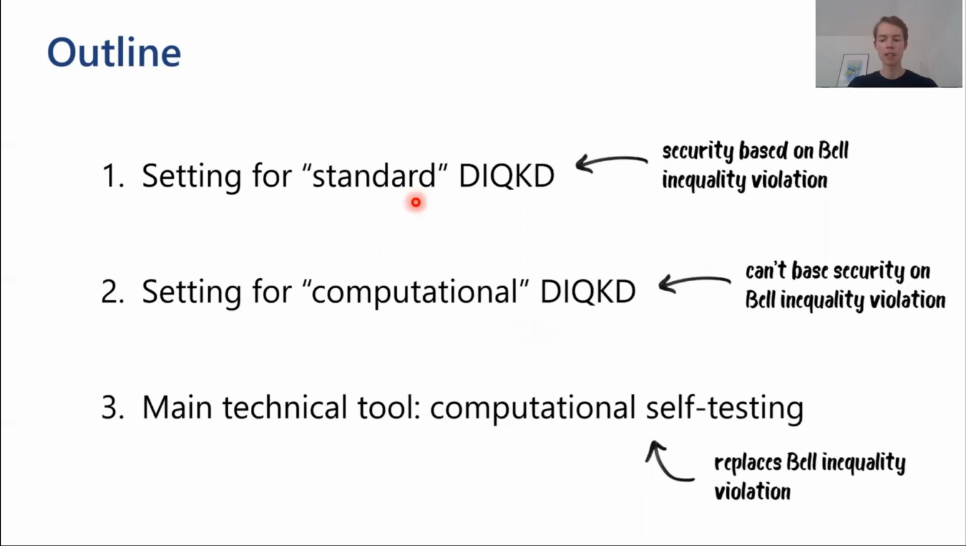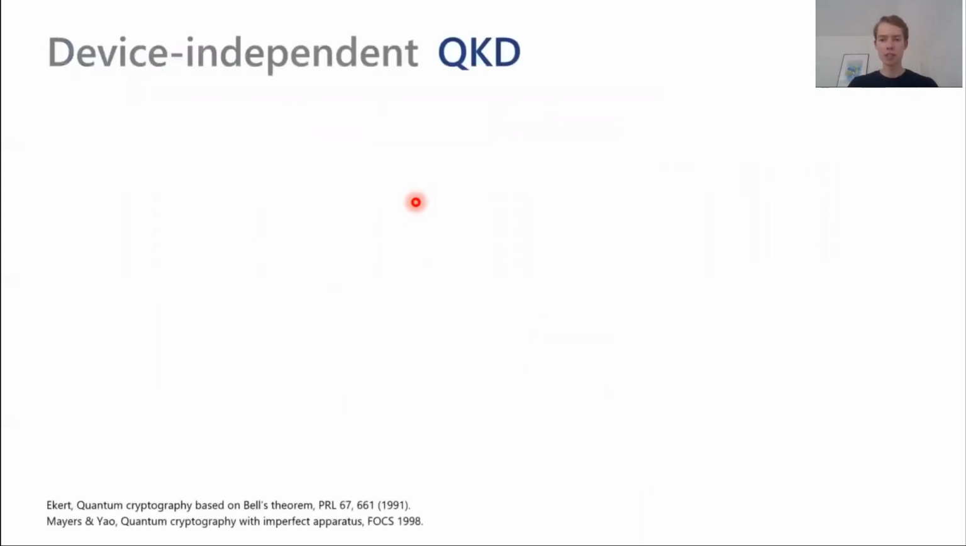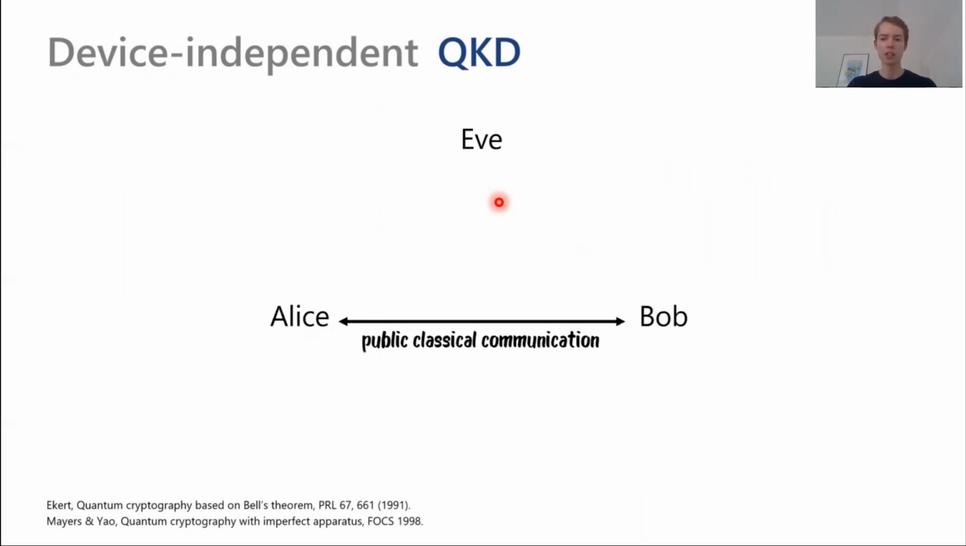So let me start with the standard setting. Even just in normal device-dependent QKD, we always have three parties, Alice, Bob, and Eve. And Alice and Bob are connected by a public classical channel. What they would like to do is turn this into a private classical channel, so Eve can't read everything that they are telling each other. The additional resource that they have for this is shared entanglement. So really the task in QKD is turning a public classical communication channel and shared entanglement into a private classical communication channel.